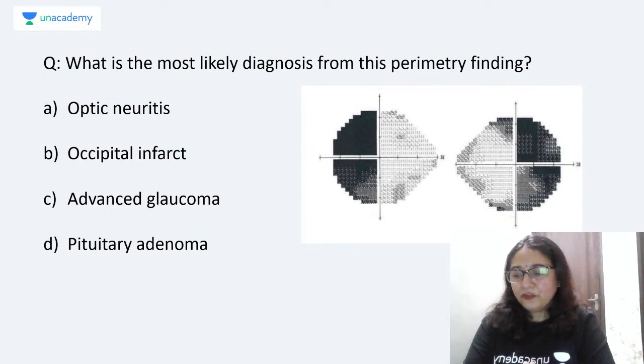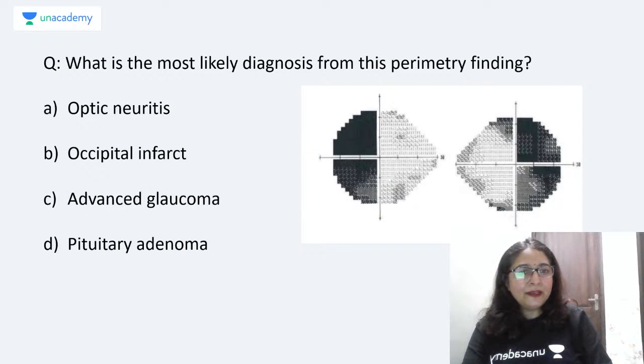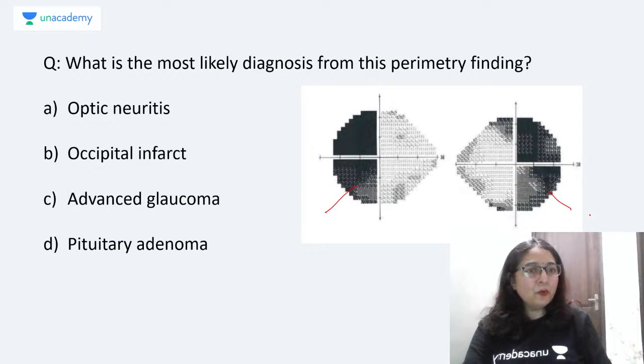Then, what is the most likely diagnosis from this perimetry finding? You can see a perimetry finding given. Is it optic neuritis, occipital infarct, advanced glaucoma, or pituitary adenoma? So first of all, try to identify what type of field defect it is. The temporal part of the field defect on both sides is gone. So this is your bitemporal hemianopia. Agree?